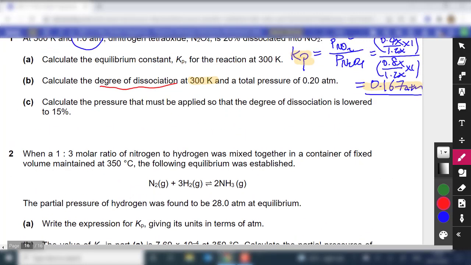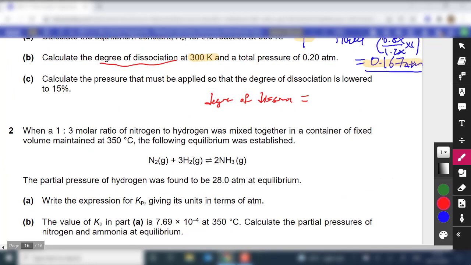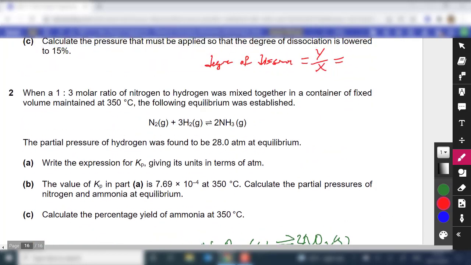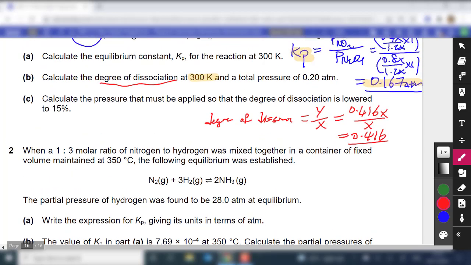Okay, then we are supposed to determine the degree of dissociation, right? So the degree of dissociation will then be equal to Y over X. So this would be equal to Y in terms of X, which is 0.416X over X. So you end up with 0.416. Okay, so this will be your answer to part B.